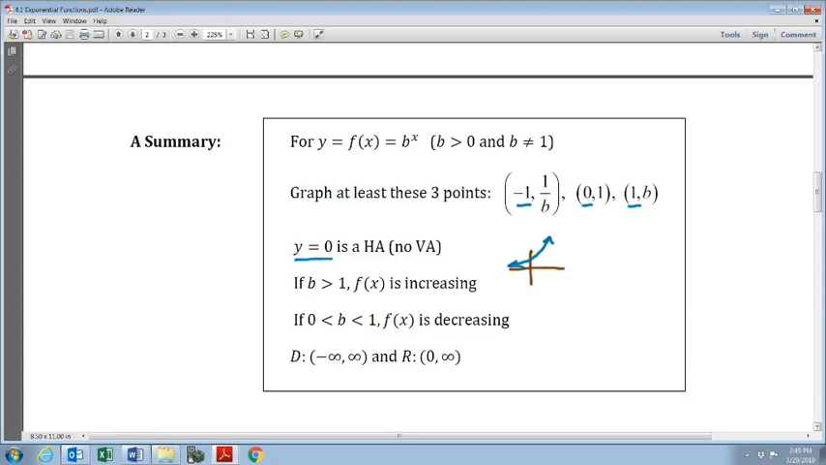If you have a situation like the last one we did, where the base was 1/3, the number is positive, but it's between 0 and 1, that's where the graph is going to be decreasing. It goes the opposite direction. It's a decreasing function. And in both cases, the domain's all real numbers, and the range is 0 to infinity.